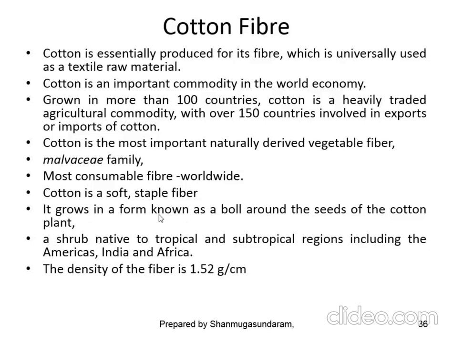It grows in a form known as boll around the seeds of the cotton plant, a shrub native to tropical and subtropical regions including America, India and Africa. So these are mostly the cotton cultivating countries in the world: America, India, Africa, Egypt, and so many other countries are cultivating cotton. Okay. So now look at the density of the cotton fiber, it is 1.52 gram per cubic centimeter.